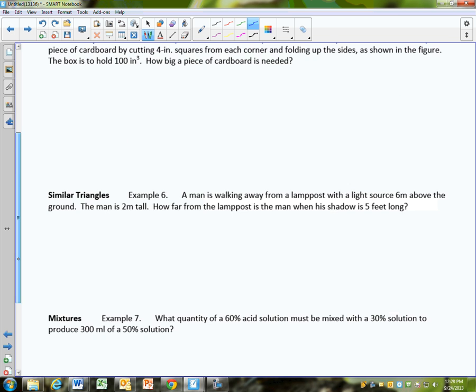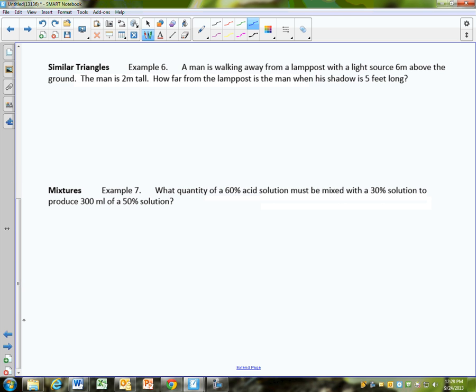We are at example 6. A man walking away from a lamppost with a light source 6 meters above the ground. The man's 2 meters tall. How far from the lamppost is the man when his shadow is 5 meters? We won't say feet. We'll all work in meters. That would make it easier. 5 meters in length. Okay.